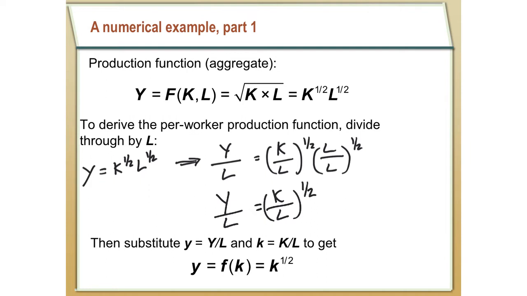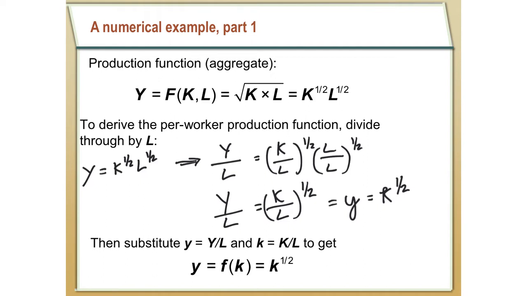And remember, in per worker terms, Y divided by the number of workers, so output divided by the number of workers, we call little y, that's output per worker. K divided by L is capital per worker, that's little k, so little k to the 1/2. So this is going to be our production function for the Solow model in per worker terms.